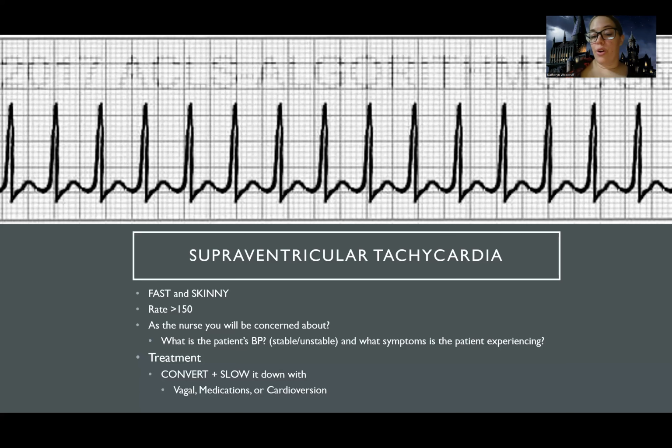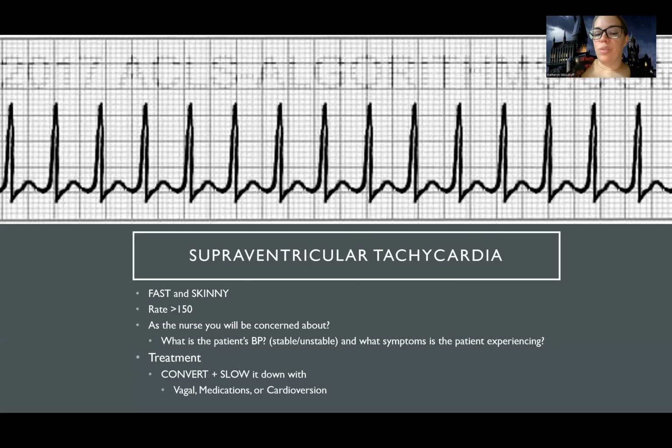So the goal overall for supraventricular tachycardia treatment is going to be to convert it and slow it down, just like with AFib, like we talked about. So my goal is to get it back to a normal rhythm or like a sinus. And then of course, if nothing else, I want it slower because it's going way too fast. So there's three main treatments for supraventricular tachycardia.